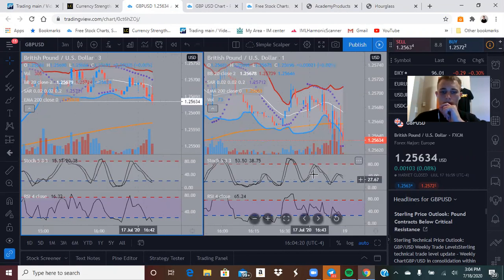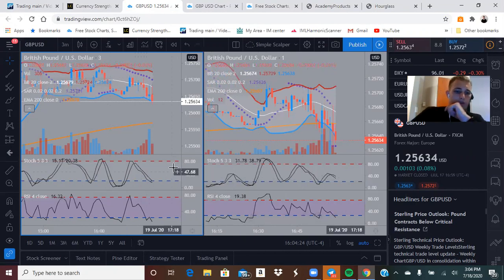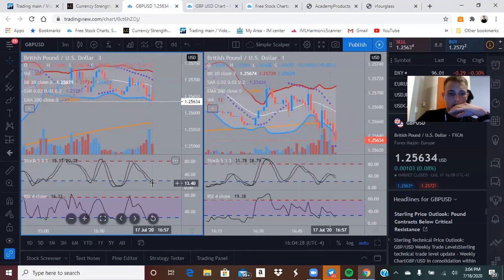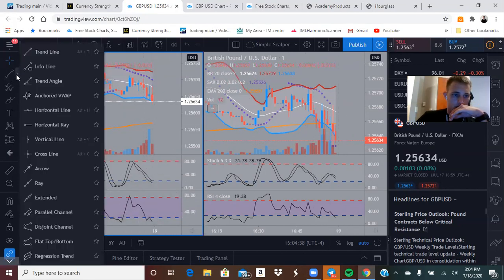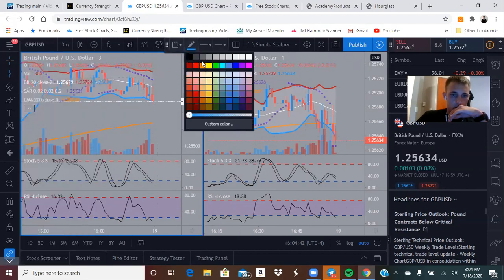So we're also looking at the stochastic and the RSI. Look at the 5 minute first because it's a little cleaner. Stochastic dropping down, it's becoming oversold. RSI is dropping down, becoming oversold. So this is probably a good point to buy, right? Right here.